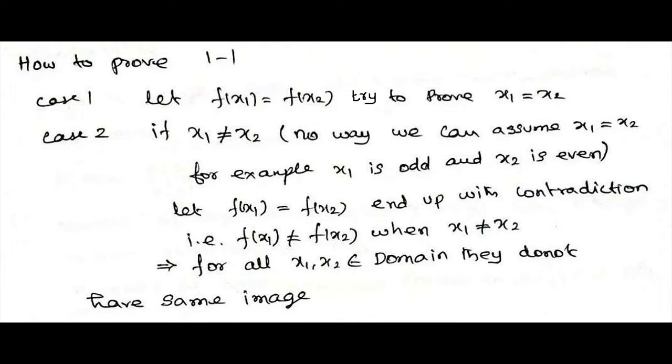This is how we can prove the function is one-to-one. If you assume f of x1 equal to f of x2 and you get x1 equal to x2, then the function is one-to-one. In some cases, x1 can never be equal to x2.